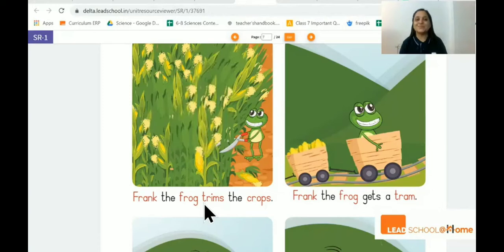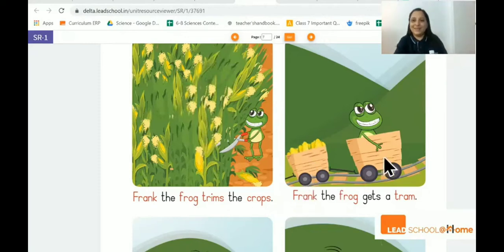What is this? Trims. Trims. The crops. Frank the frog trims the crops. Frank the frog trims the crops. Now listen again and then you are going to say it. Frank the frog trims the crops. Now you say it. Good.